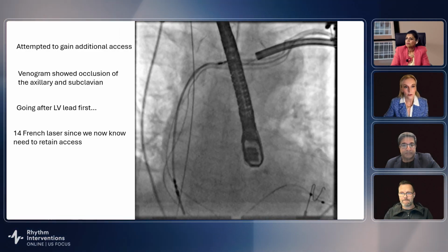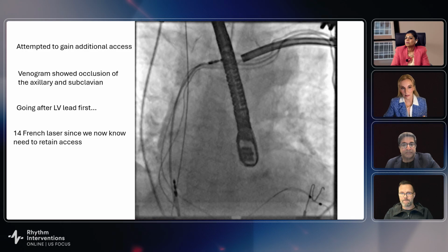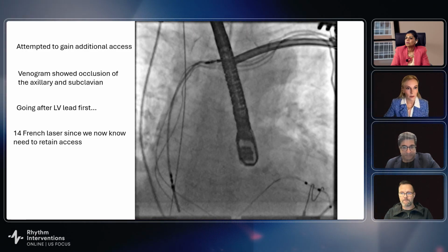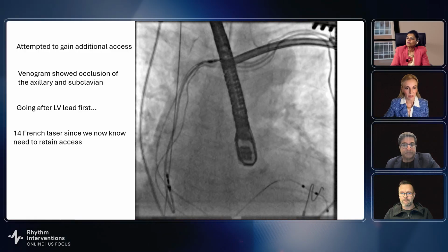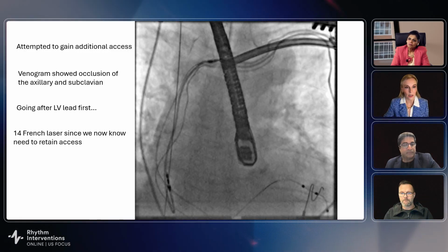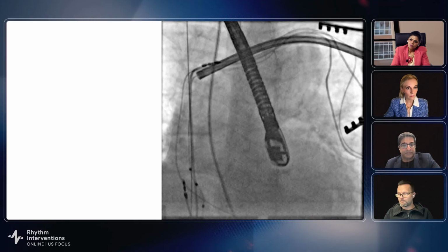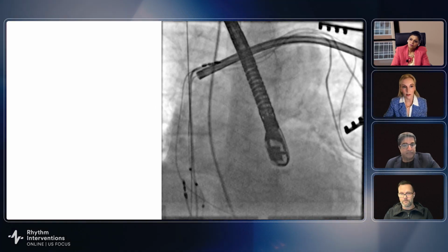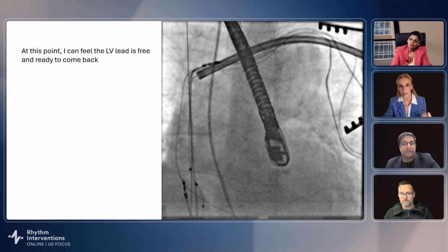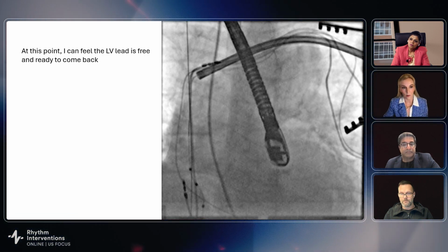And this is just working. You can even see all that lead-on-lead binding that we're dealing with there. You can see that area of the previous RV pacing lead that has been abandoned. We make pretty good success getting down through. I can tell at this point that the LV lead is free and it's ready to come out right away.